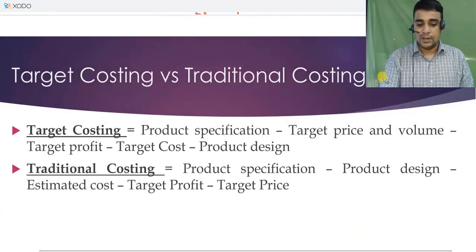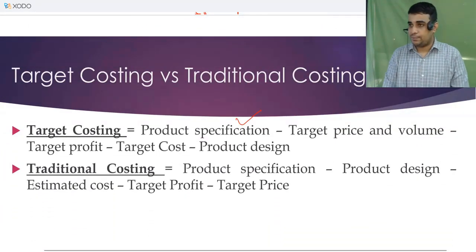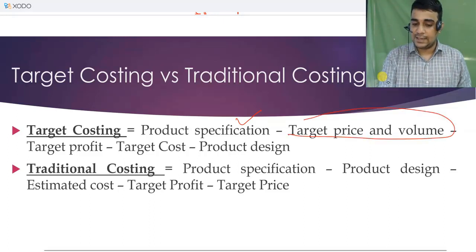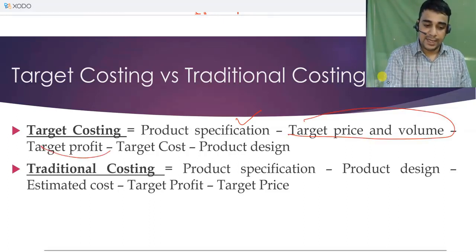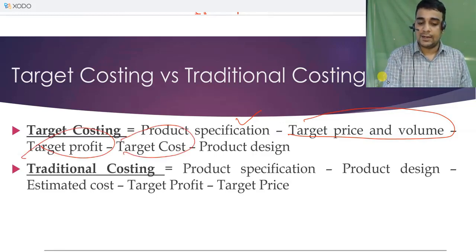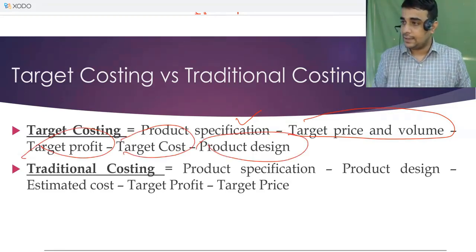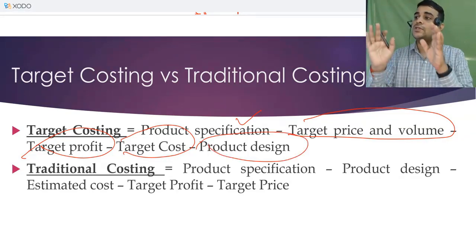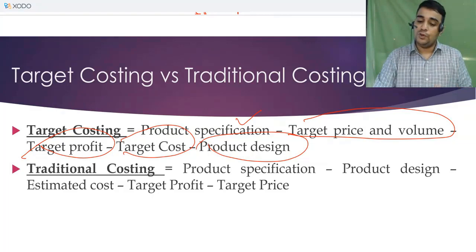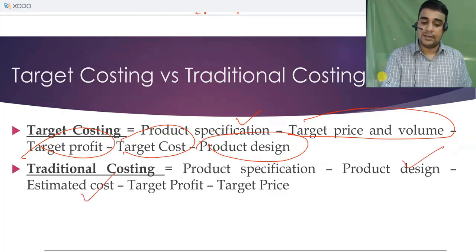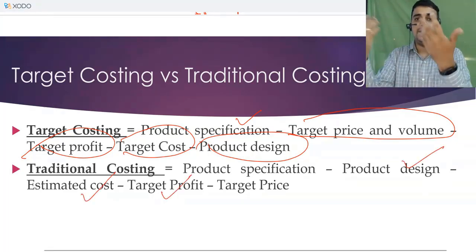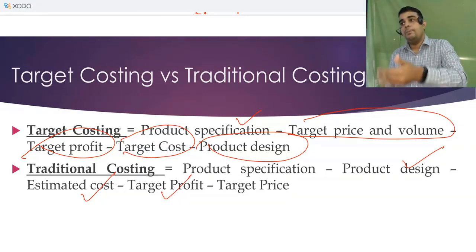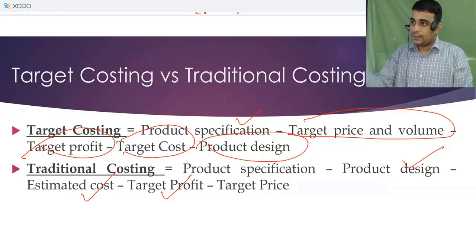So what you do here is understand the product specification, that is, understand the requirements of the customer, decide the price and volume, decide your profit, decide the target cost, and then look at the design. What you do in traditional costing is you understood the requirements of the customer, you prepared a design, estimated the cost, added the profit, and set the price to the customer. So the design will happen first here. Based on that, you calculate the cost, add a profit, and then fix the price.